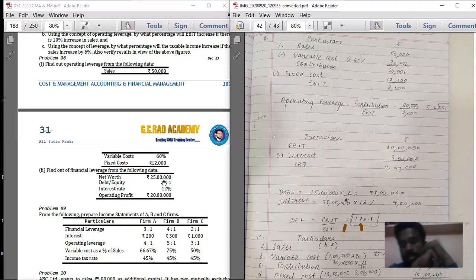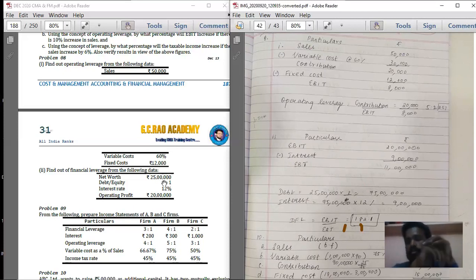Okay, put that in. Statement number 2: calculation of financial leverage. Below that, a 2 column table. First column particulars, second column amount. Below that, particulars: EBIT. Amount column put 20 lakhs. Operating profit is nothing but EBIT, so amount column put 20 lakhs.